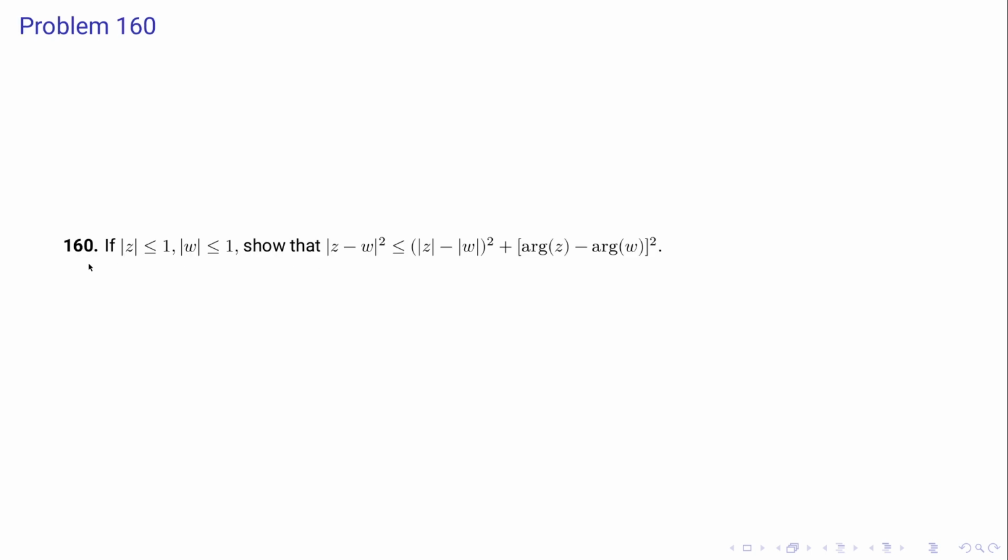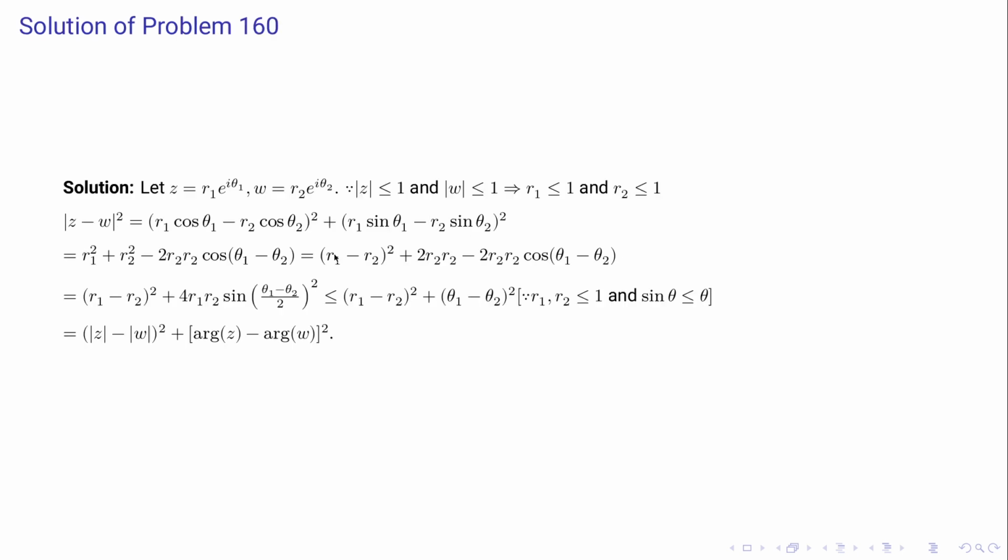Problem 160 says that if |z| ≤ 1 and |w| ≤ 1, show that |z − w|² is less than or equal to (|z| − |w|)² + (arg z − arg w)². So we take z = r1 e^(iθ1) and w = r2 e^(iθ2). Since |z| ≤ 1 and |w| ≤ 1, r1 and r2 both will be less than or equal to 1.